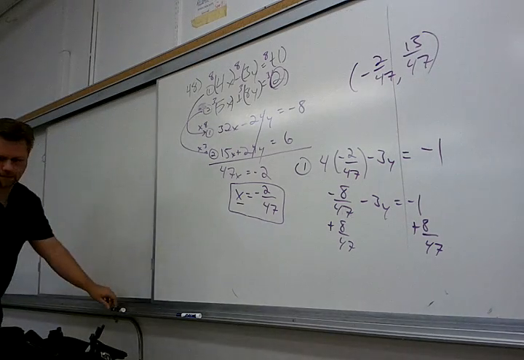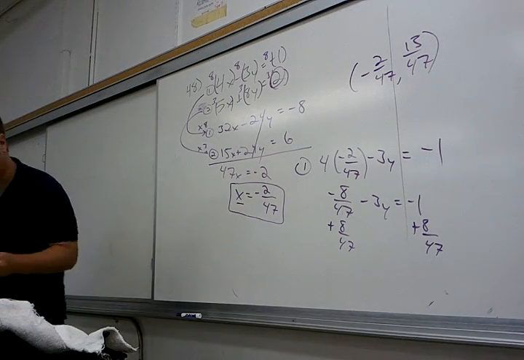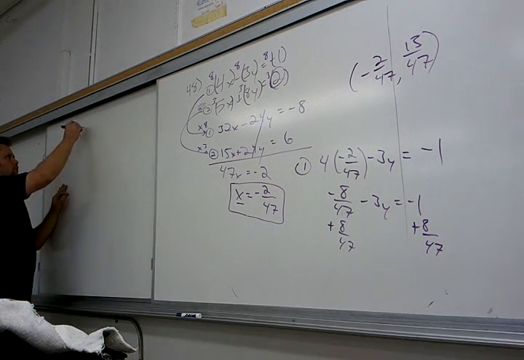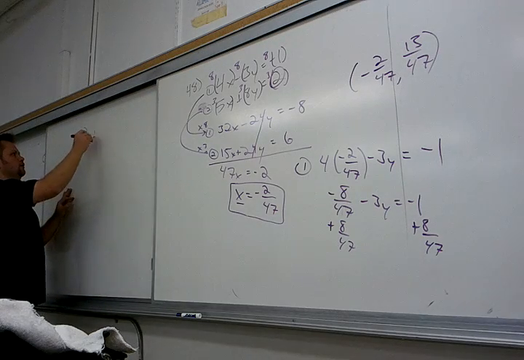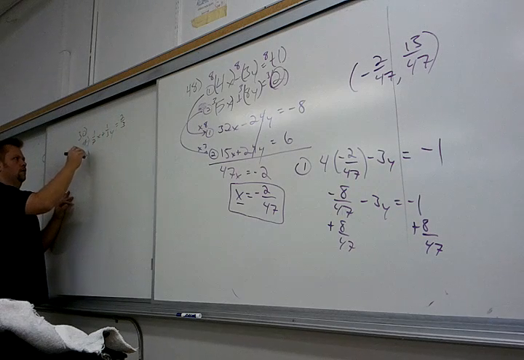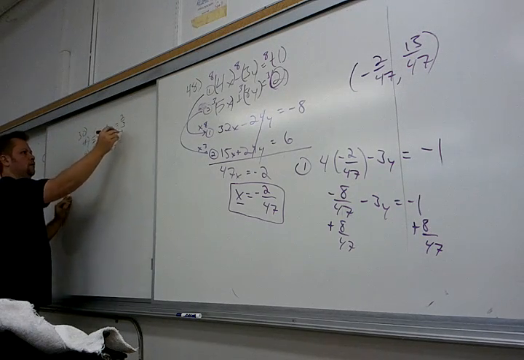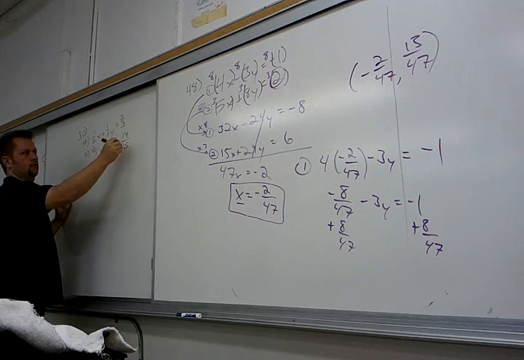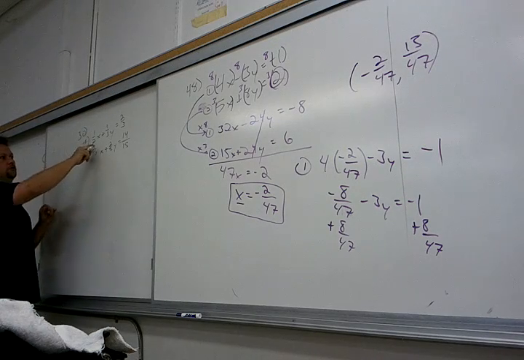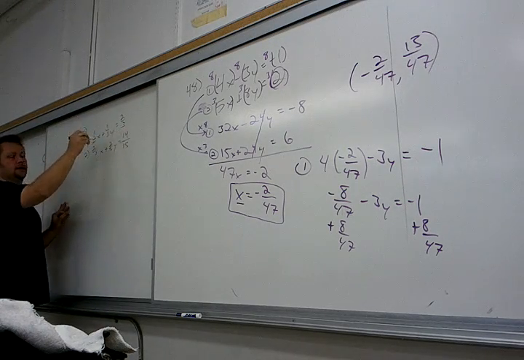Number 30 starts off ugly, but you can immediately make it better. 1/2 x plus 1/3 y equals 2/3. The second one is 2/3 x plus 2/5 y equals 14/15. So again, what can you do whenever you have equations that have fractions in them? What's the first thing you can do? Multiply by something. What should you multiply this by? 6, because that's the LCD.